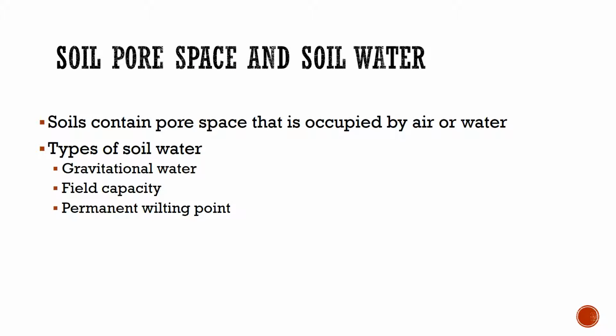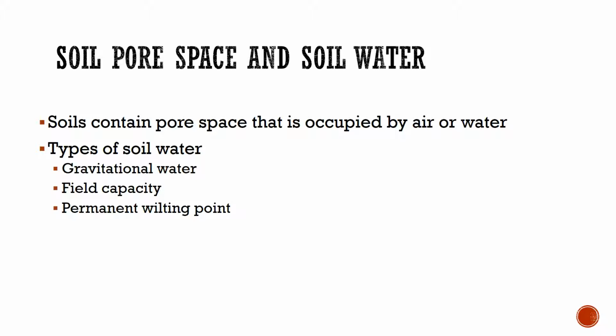Okay, soil, water, and soil pore space. So a pore space is what is occupied by water or air, okay? So in different times of the year or different times of the growing season, that's going to be different. So right now we're going to look at the different types of soil water. So gravitational water is really important because that's going to drain through the soil. So it's not going to really sit.